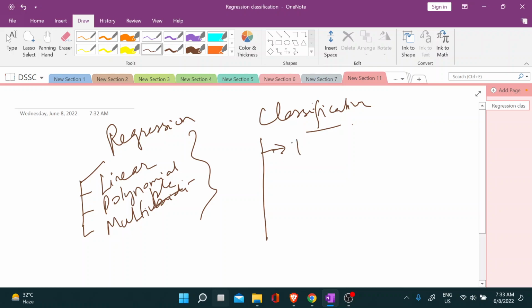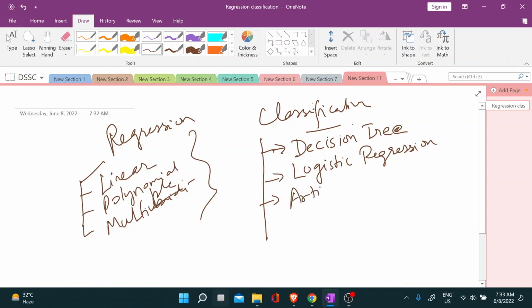For example, we have a technique called decision tree. We have the technique logistic regression. It has regression in its name, but it can be used for classification tasks. We have a technique called artificial neural network, ANN, which also forms the basis of deep learning. It is a newer kind of learning which can be used for artificial intelligence.